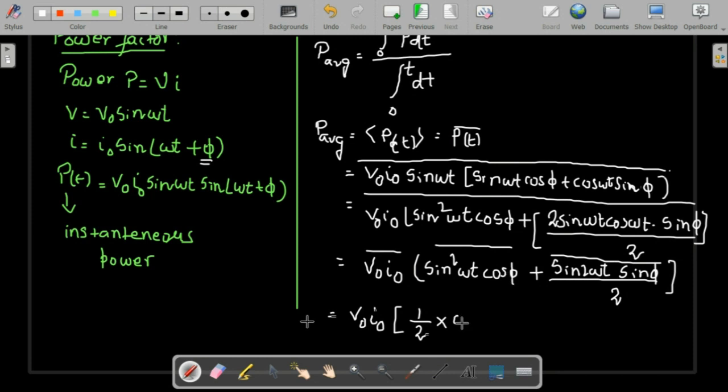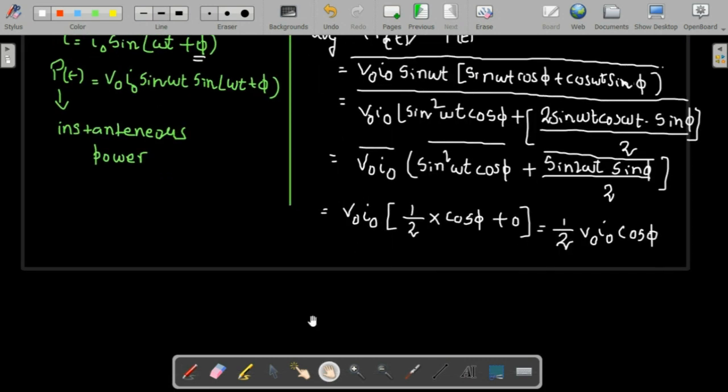So that means it will remain as cos of phi. On this side, if you take sine 2 omega t, you are going to get the result to be 0. The result is going to be 0. So that means my result would be half V naught I naught cos of phi. Okay. Still, this is done actually. Cos phi is actually the power factor.